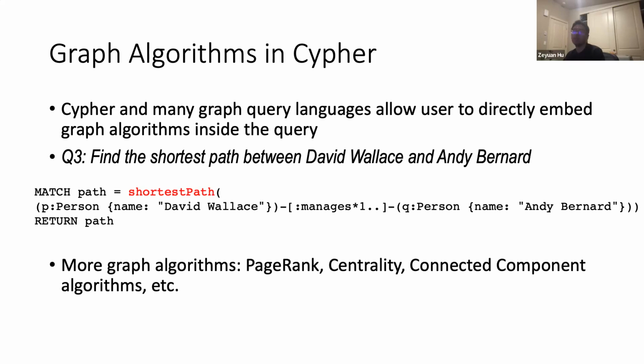So you can use more graph algorithms like PageRank, centrality, connected component algorithm, etc. Basically, in the same fashion as this, you just call the algorithm itself, and then you put some patterns as an argument to the algorithm.